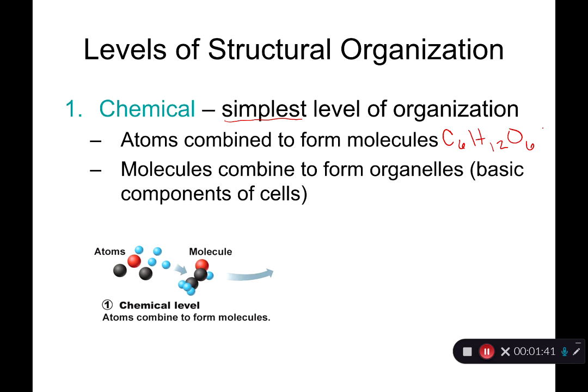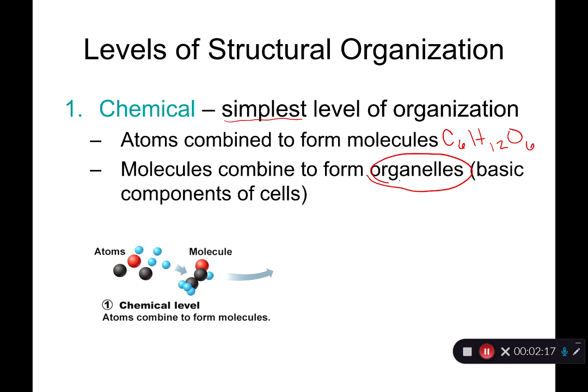Now, these are all concepts that you learned in general biology, right? So you should have talked about atoms and molecules. You talked about bonding. So how do you bond atoms together? You also talked about molecules, specifically macromolecules. These are big molecules. So these are going to be things like carbohydrates and lipids and proteins and nucleic acids. These are big molecules that combine to form organelles. And we know that organelles are essentially the building blocks of our cells.